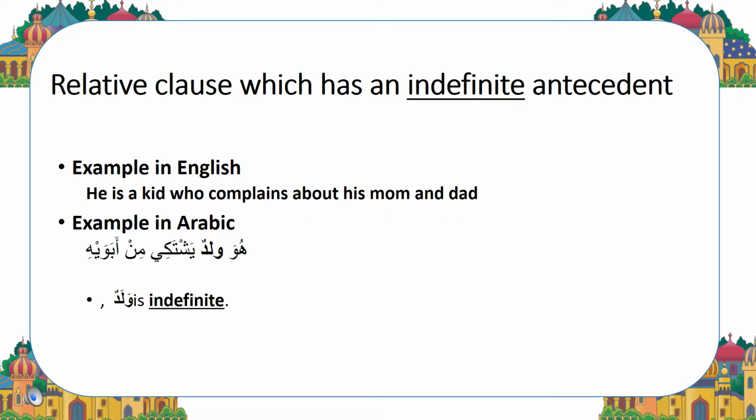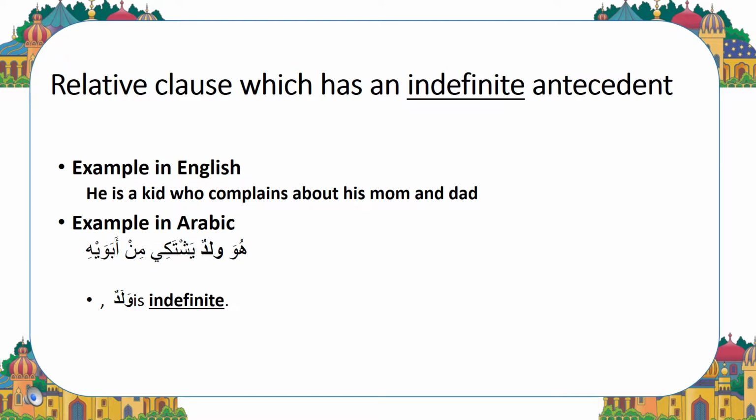Let's talk about the relative clause which has an indefinite antecedent. In order to understand this topic, let me give you an English sentence as an example. He is a kid who complains about his mom and dad. In this sentence, kid is indefinite. The word who is a relative pronoun and refers to a kid in the sentence. As a rule, even though the antecedent is indefinite, we are supposed to use relative pronouns in English. This is also true for that and which in English.